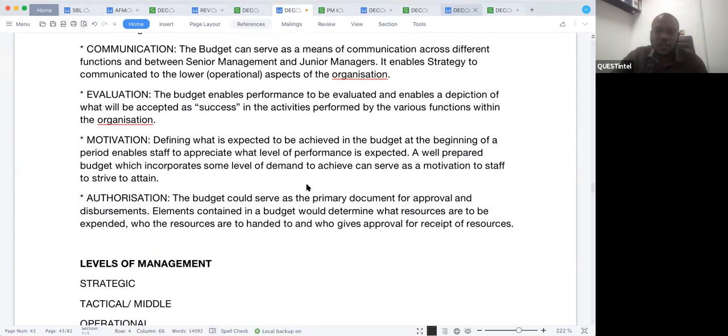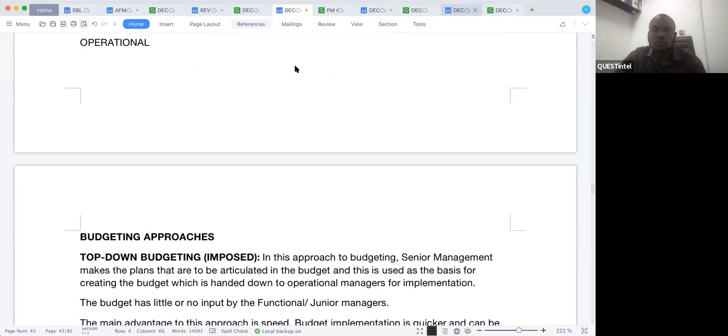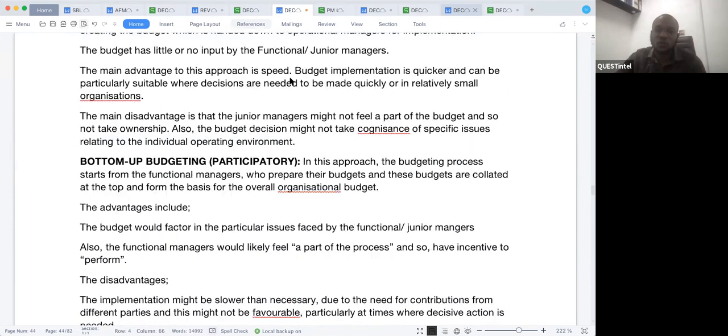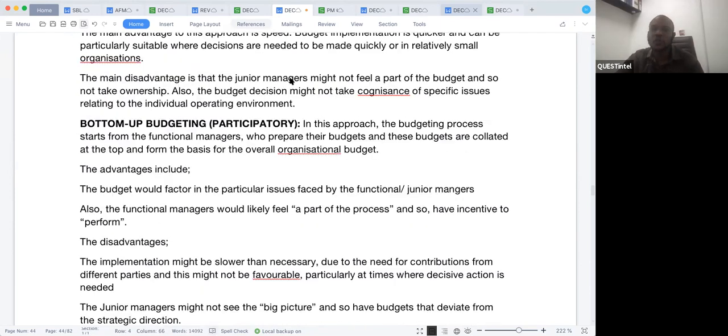Okay, all right, so that's our gist. Now we go on to budgeting approaches. There are three main budgeting approaches, two of which we primarily focus on.